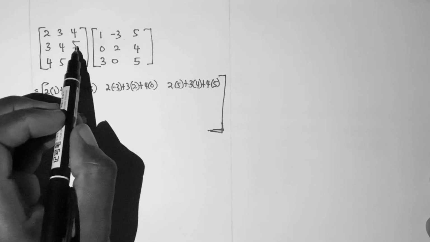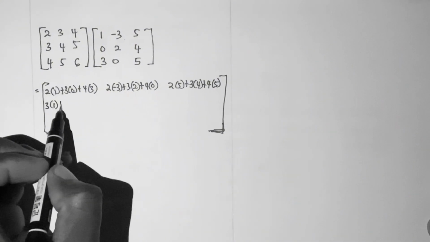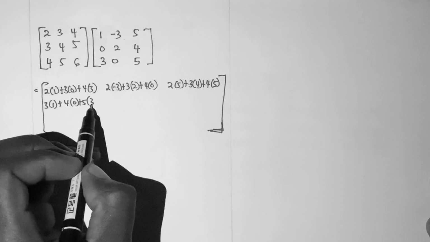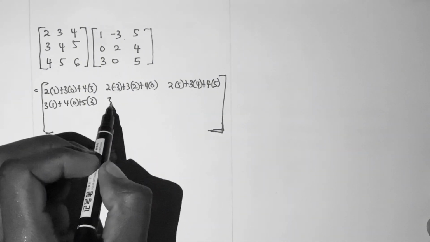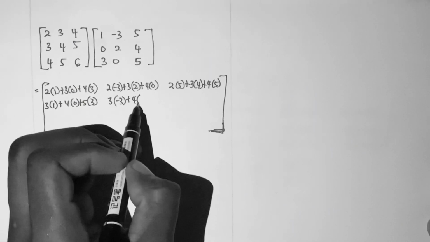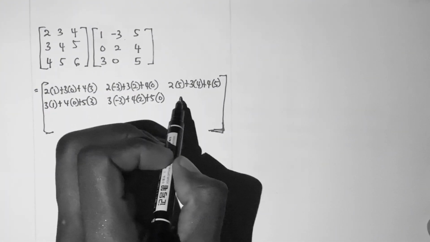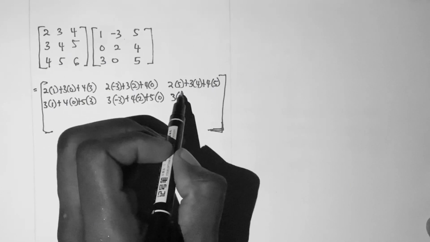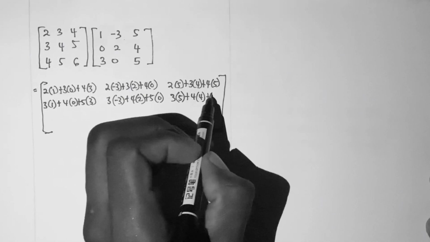Then let's take this row and multiply this column. So here will be 3 times 1, plus 4 times 0, plus 5 times 3. And then we use this same row to multiply the second column. That will be 3 times minus 3, then plus 4 times 2, then plus 5 times 0. So this place will be 3 times 5, then plus 4 times 4, then plus 5 times 5.